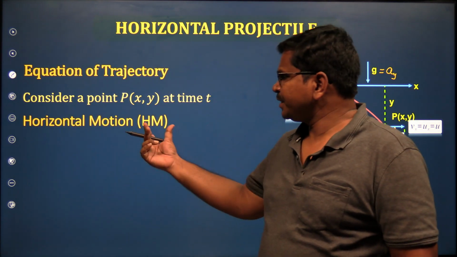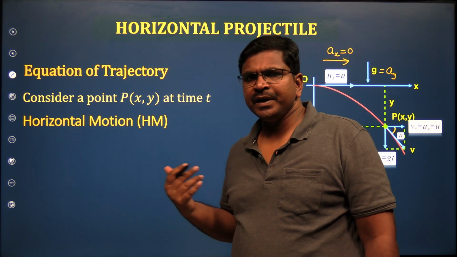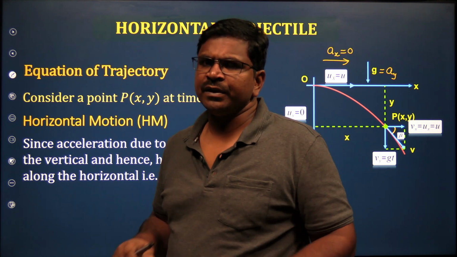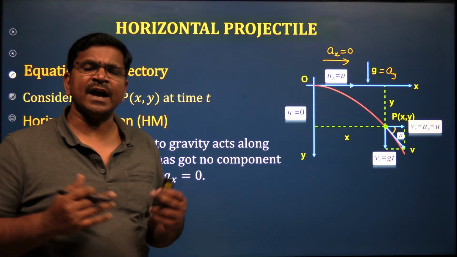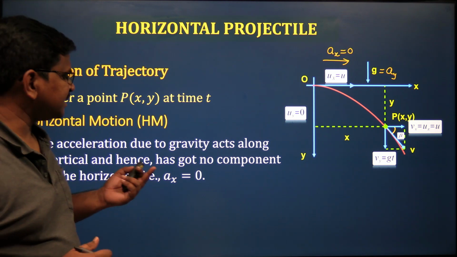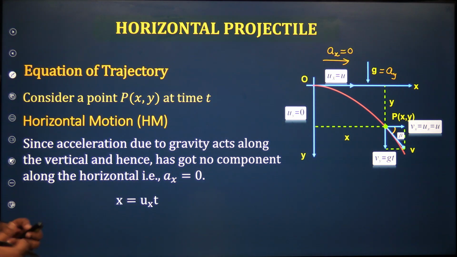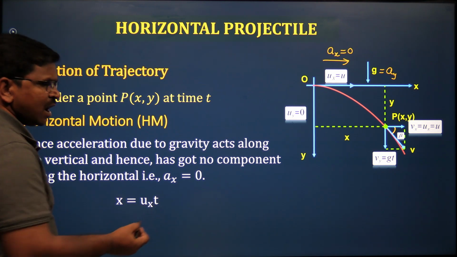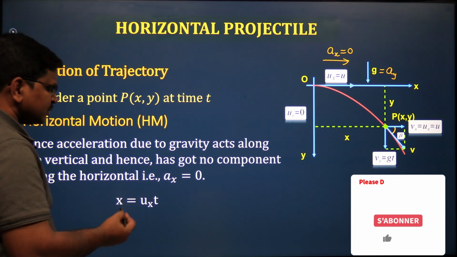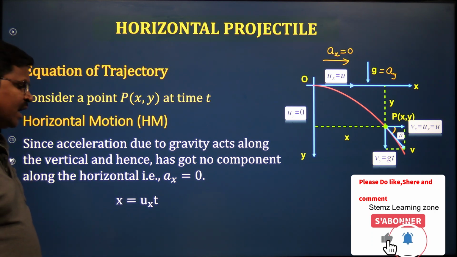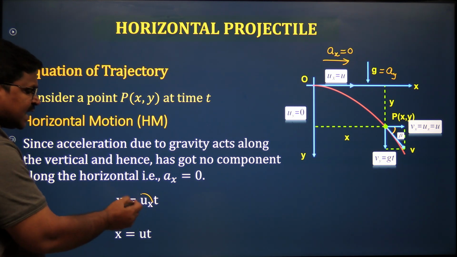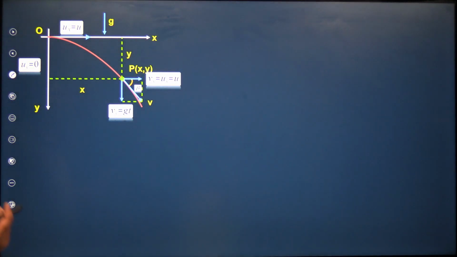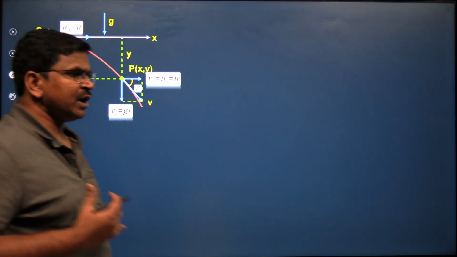Now, horizontal motion. Since gravity is acting downward and there is no acceleration along the horizontal, ax is 0. And when ax is 0, I can represent the displacement along the x-axis as uxt plus half axt square, and as ax is 0, I can write x is equal to uxt. And ux is given as u only, so I can write x is equal to ut.